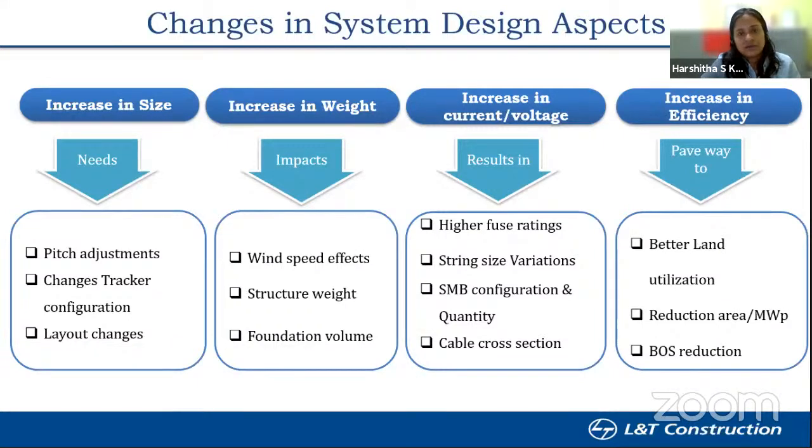Now, what about the other aspects in terms of the balance of system design? How does it impact when we are going with an LFM module? As the size of the module increases, it will lead to pitch adjustment. We need to adjust the pitch to take care of the increase in the length. As I explained earlier, the number of strings within a tracker may change, and also the layout changes to adjust the changed tracker configuration and meet the requirement of the client in terms of capacity, etc. This will also have to be adjusted while we are doing the design.